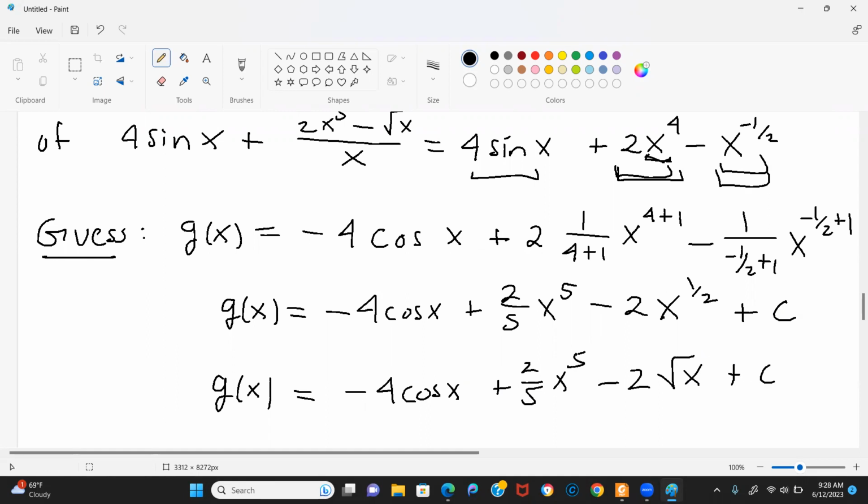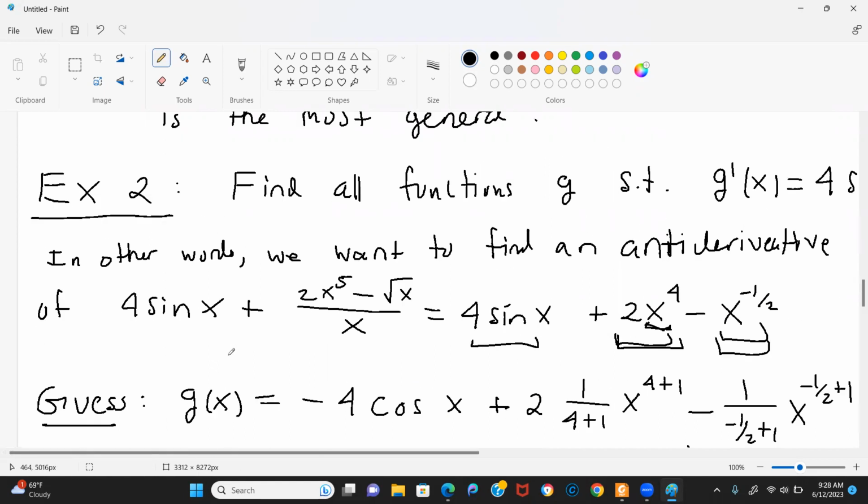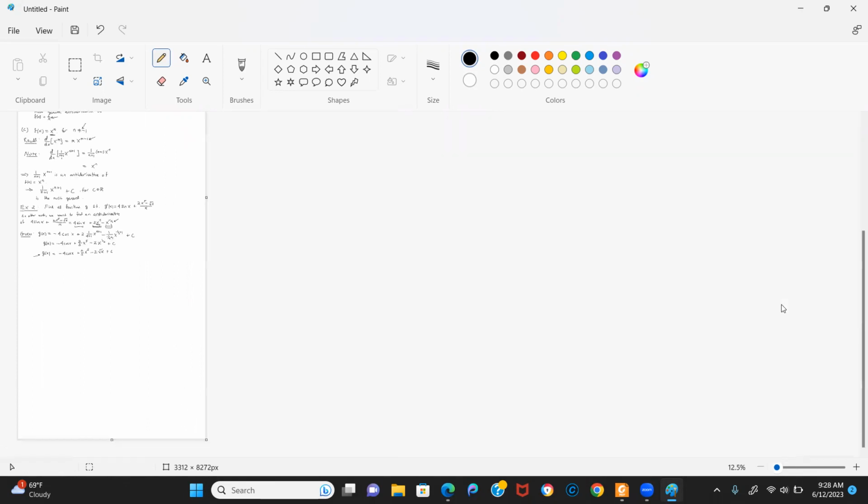If you're unsure whether this really is the antiderivative, or describes the most general antiderivative, just differentiate it, and you'll see that you get this back right here. So just pause the video and check that if you have to.